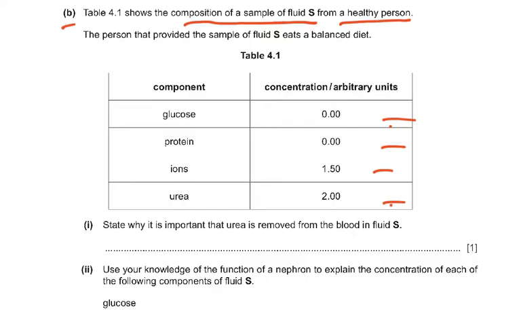State why it is important that urea is removed from the blood in fluid S. Why is urea removed from the blood? Because it's toxic. It's a toxic metabolic waste. If there's too much urea in the blood, it results in uremic coma. The brain stops functioning. That's why we have to put people who have kidney failure on dialysis.